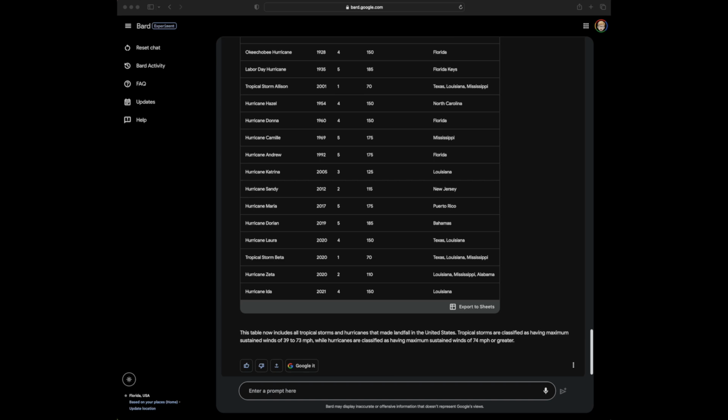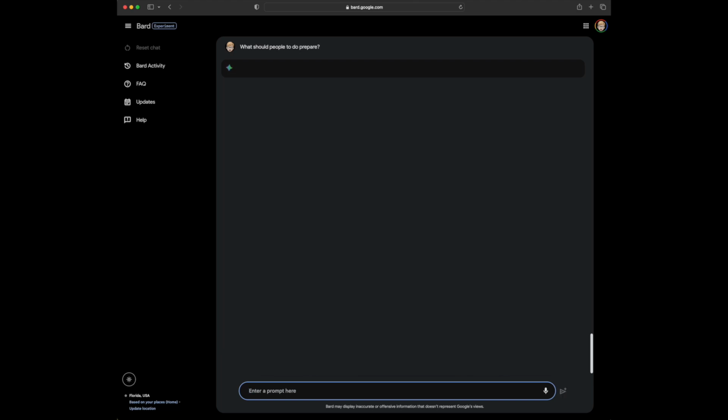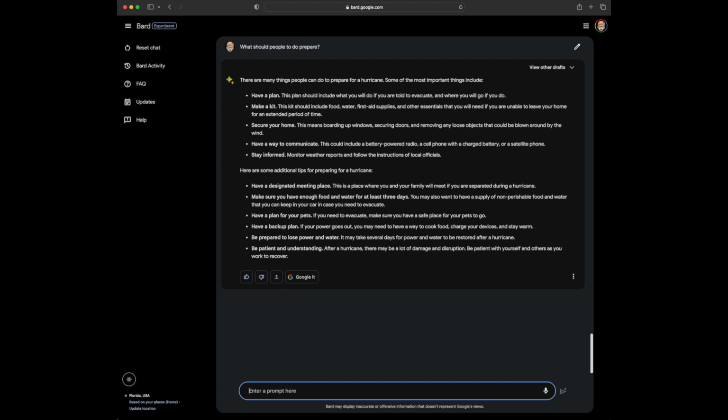So now what I want to do is really, kind of the big question is, what should people do to prepare? Let's see if it can come up with a good, okay, so it says there are many things people can do to prepare for a hurricane. Some of the most important things include have a plan. This plan should include what you will do if you're told to evacuate and where to go. Make a kit. This kit should include food, water, first aid supplies, and other essentials that you need if you're unable to leave your home for an extended period of time.